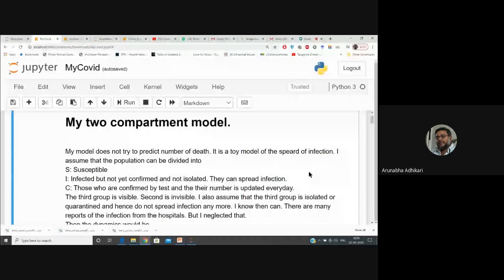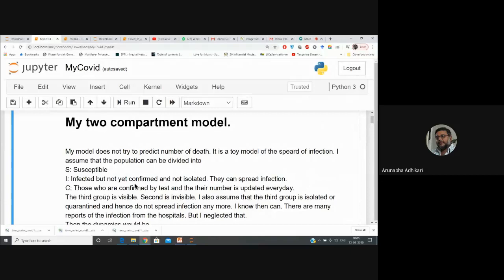Can you see that the population is divided into several compartments? The first one is S. S is susceptible: anybody who is not yet infected with corona, but can be infected. And in my model, I add another compartment, I. The I's are those who are infected but not yet confirmed, and therefore not yet isolated. So they are the ones who are going to spread the infection. They will interact with the susceptible and spread the infection, right?